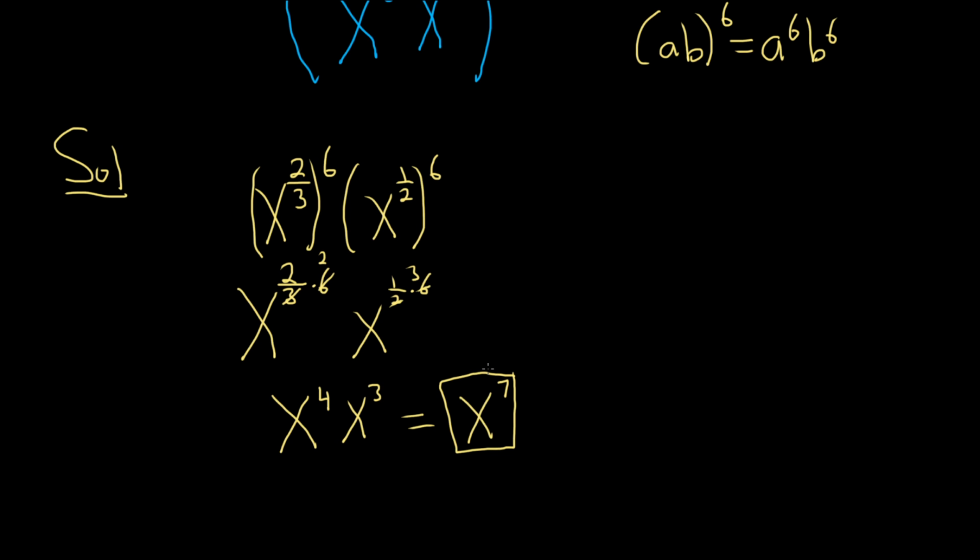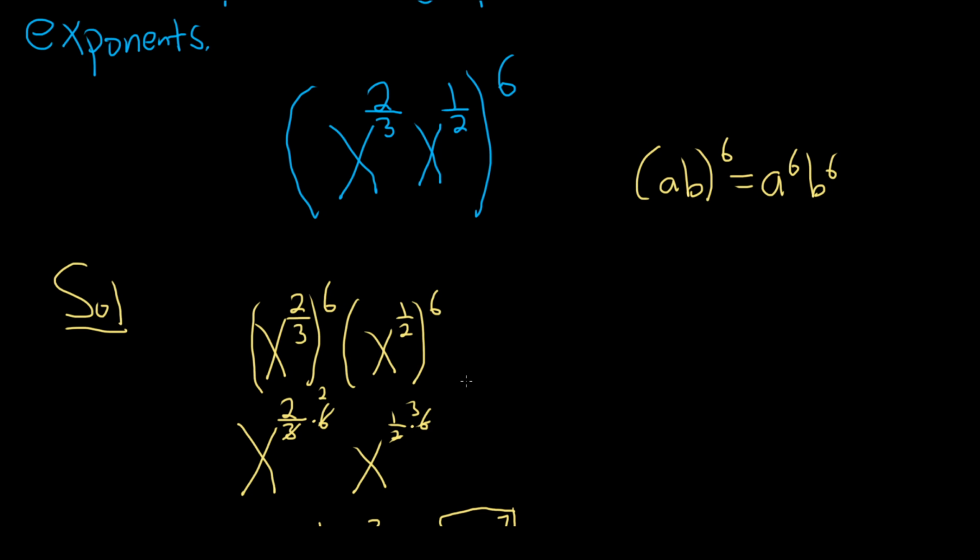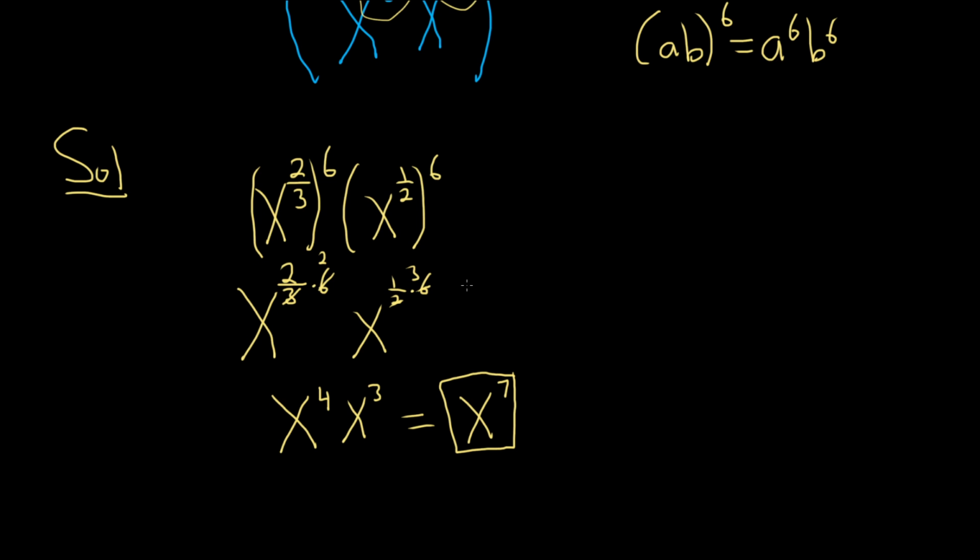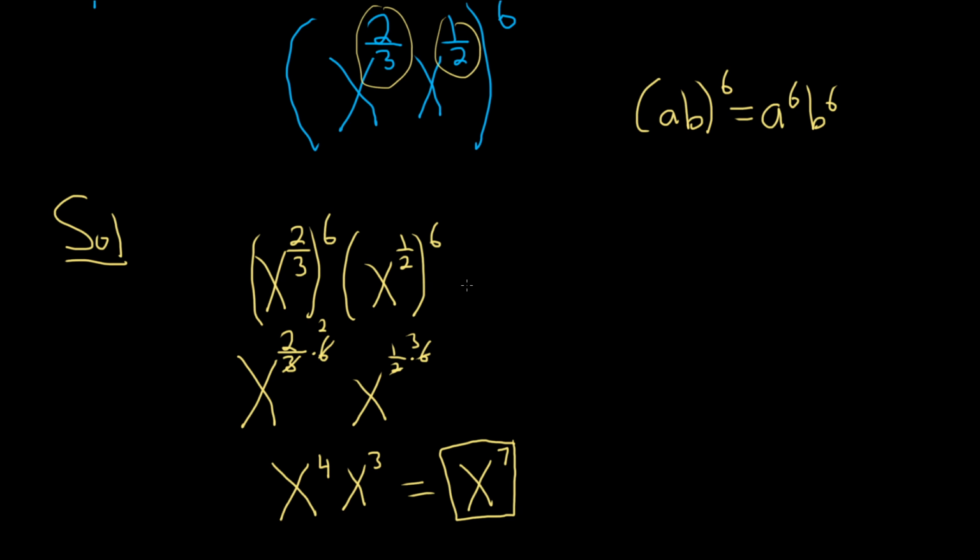And the reason I did it this way is because I wanted to avoid adding the fractions. I mean, initially you can just add the 2/3 and the 1/2 and raise it to the 6th power. I just chose this route. What's a better route? I don't know. I guess the better route is the route that's easier for you.